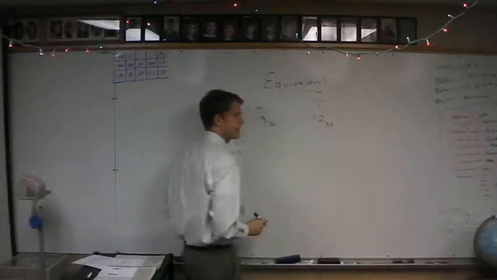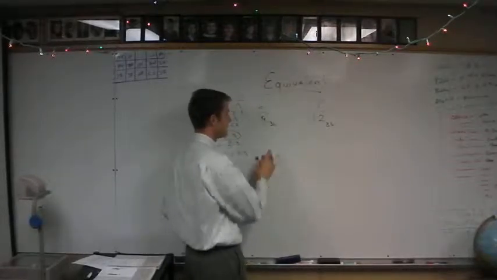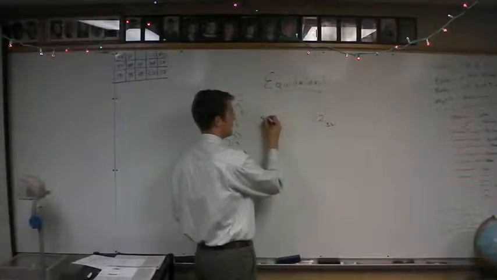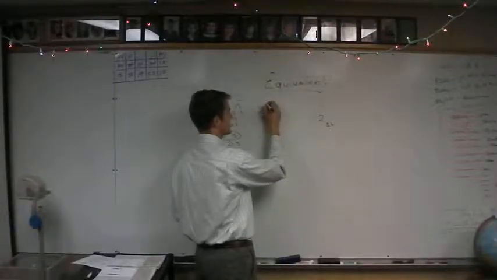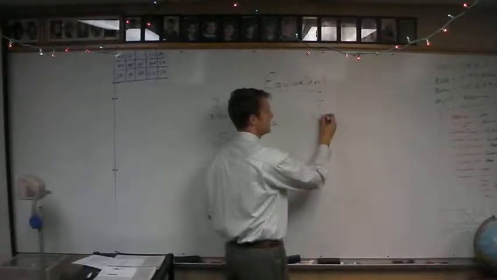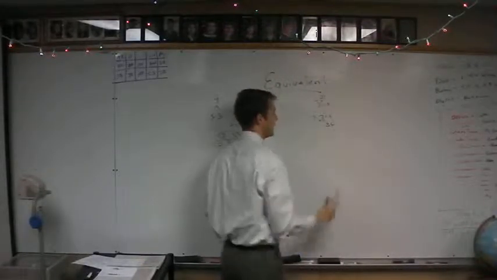Now remember, if I change the bottom, I must change the top. I do that by multiplying by 1, the same thing on the top and on the bottom. I multiply 9 by 4 to get 36, so 6 times 4 equals 24. I multiply 12 by 3 to get 36, so 7 times 3 is 21.